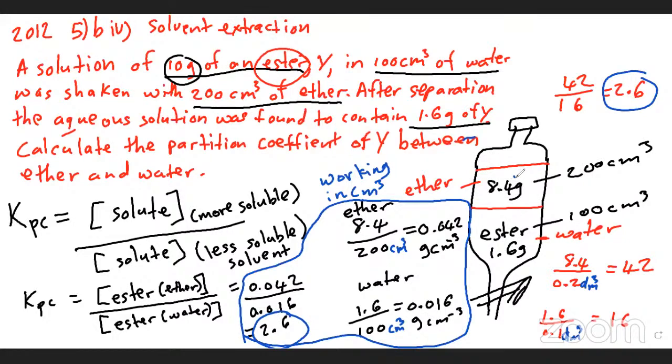So for the partition coefficient, it's just a ratio of the concentration in the two layers. So it's the concentration in this layer over the concentration in this one. Oh, I understand now, sir.